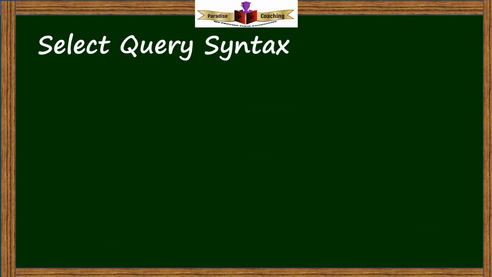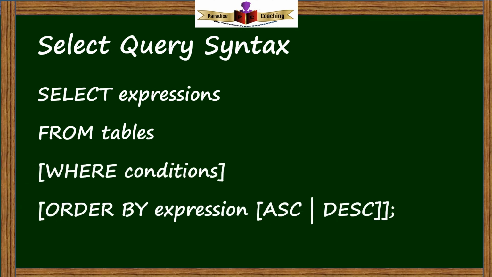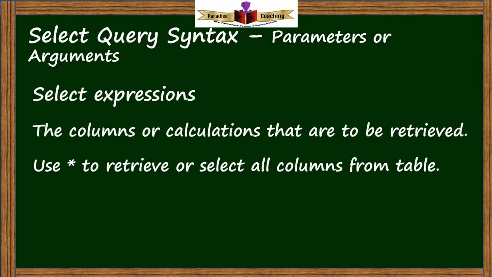The select query in general has the following syntax. The use of square brackets indicates optional parameters to select query, that is used if required. The expression parameter is used to specify columns or fields or calculated fields to be retrieved from the table. To retrieve all columns from table, use select asterisk.